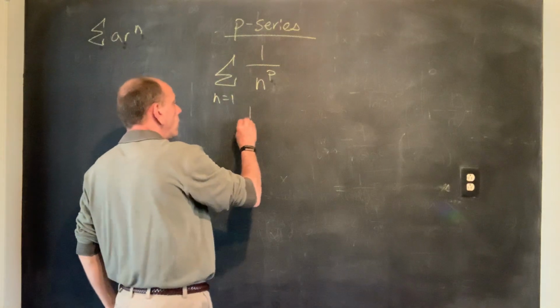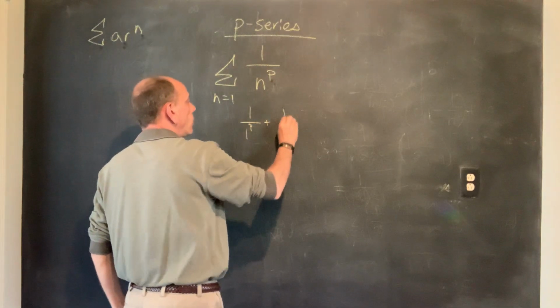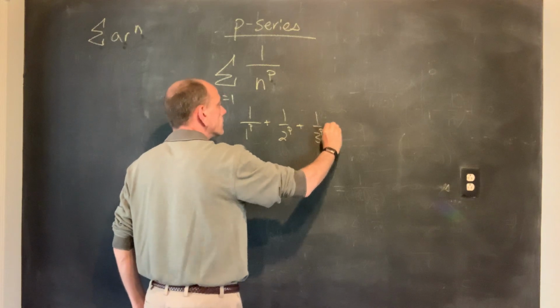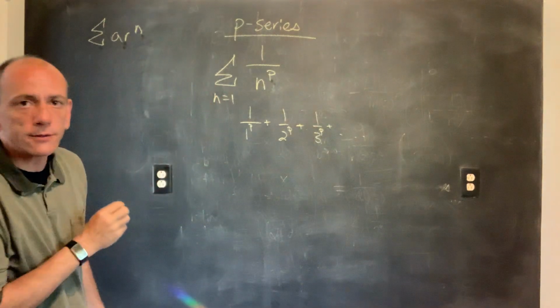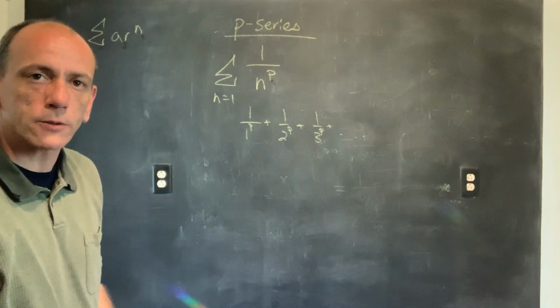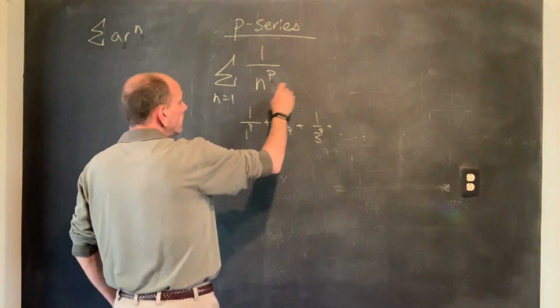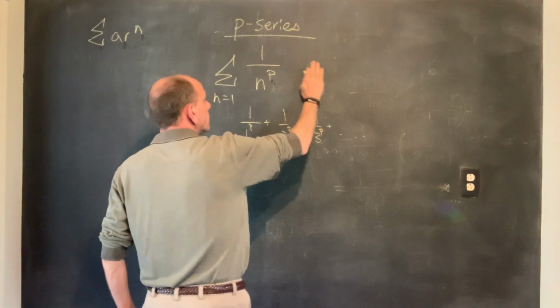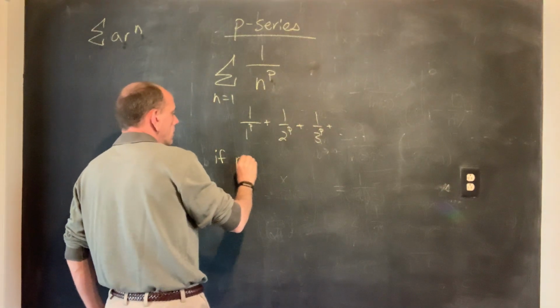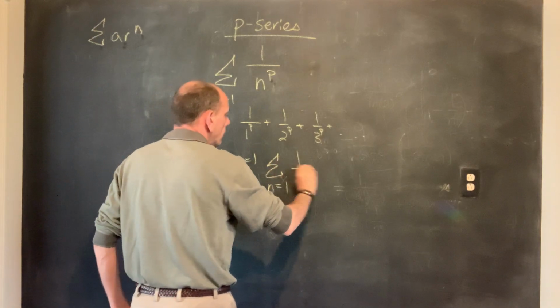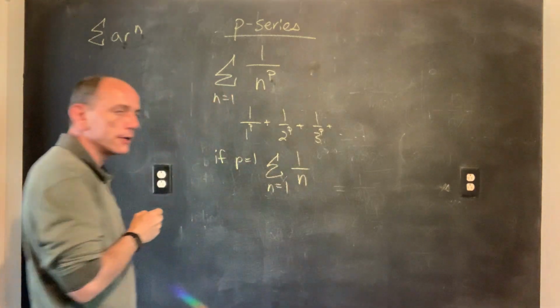So it'd be like 1 over 1 to the p plus 1 over 2 to the p plus 1 over 3 to the p, and so on. Yeah? Where that p is some fixed value, some fixed power. Now if p is 1, then we've got the sum of 1 over n. That's the harmonic series.